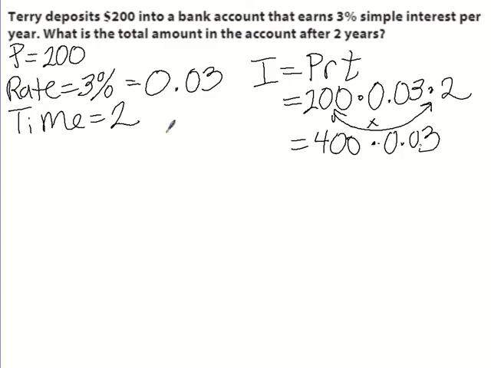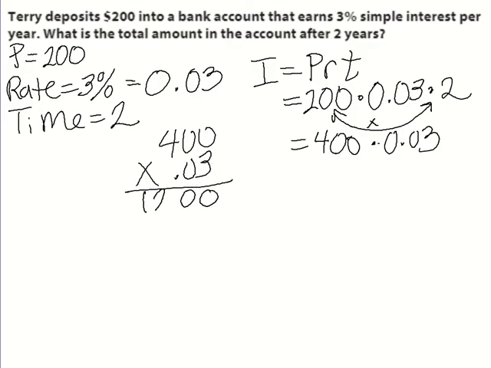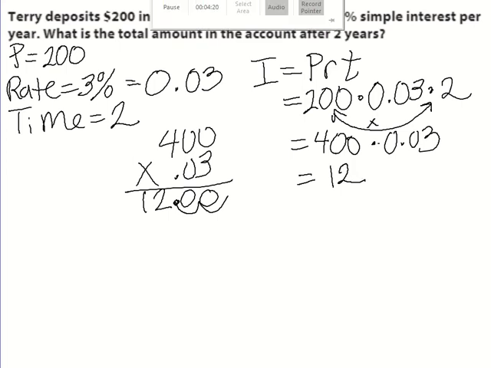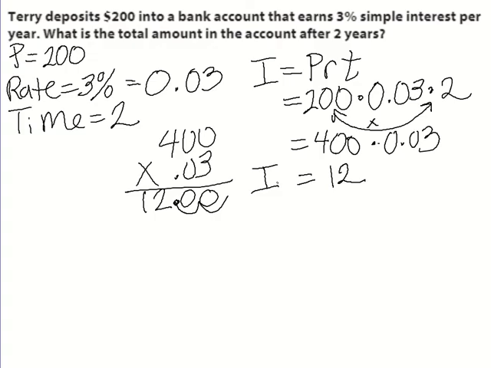Okay, so now 400 times 3/100ths, 0, 0, 12. Move my decimal over twice. That's going to get me 12. So you can see that is a very, very small amount that I just earned. Over 2 years, we only earned $12.